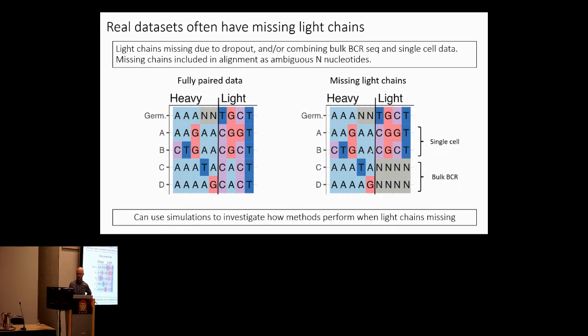But in real data, we often have missing light chains. And missing light chains can occur due to dropout in single cell data or from combining bulk BCR data and single cell BCR data. So if we mix the 2 different sequencing modalities, we can have situations where some cells have both heavy chains and light chains, and some cells have only heavy chains. And this is done for a lot of reasons, but mostly because bulk BCR sequencing has a much higher read depth. And that can give us the ability to link clones from different compartments.